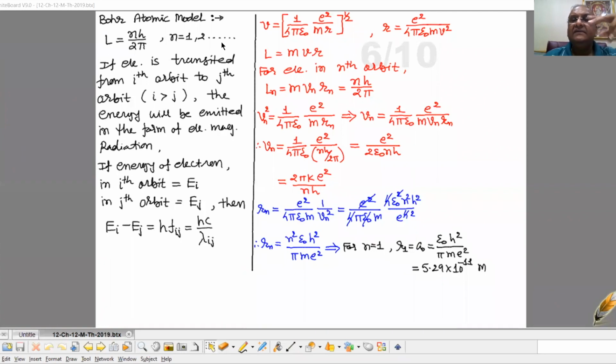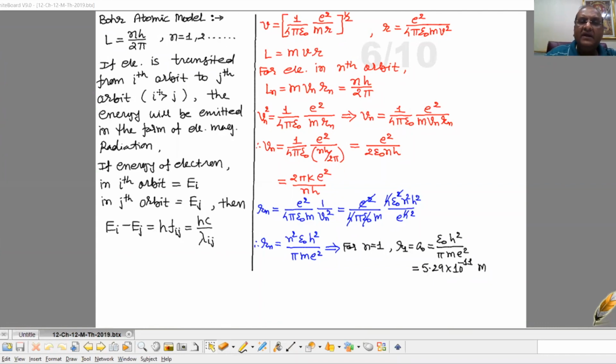Okay. Then the third postulate he suggested is like this: when an electron transits from a higher energy state to a lower energy state, meaning from a higher orbit in which it possesses more energy to a lower orbit in which it possesses less energy, then when this transition from higher to lower takes place, energy is emitted in the form of radiation. And this energy emitted will be exactly equal to the difference of the energies in those two orbits.